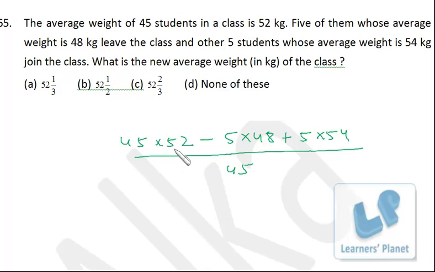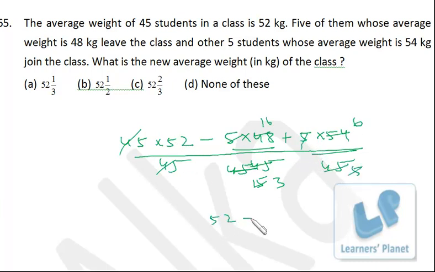So instead of doing too many multiplications and then division, what you can do is break the LCM and simplify the calculation. So precisely it is 52 minus 16 by 3 plus 6, right? So 16 by 3 is actually 5 and 1 by 3. 6 minus 5 is 1. 1 minus 1 by 3 is 2 by 3. So it is 52 2 by 3. Okay.